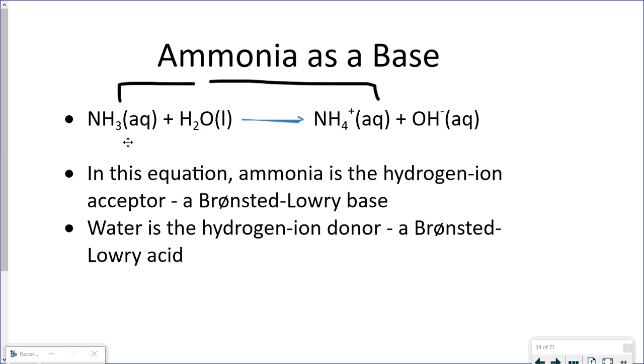So this is actually acting as our base because it is accepting that hydrogen. Whereas water here is going from water to hydroxide. So it is losing a hydrogen from the reactant side to the product side. So it is acting as our acid in this case. This is how you notice that something, even though it does not have hydroxide, can act as a base in a reaction.